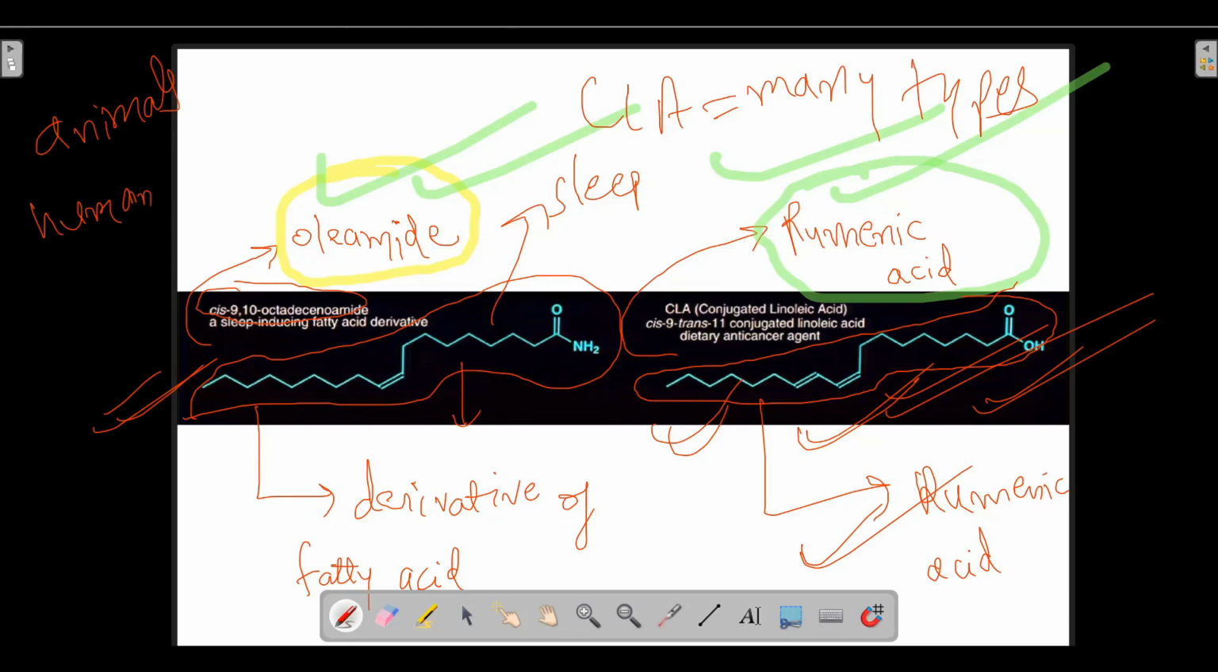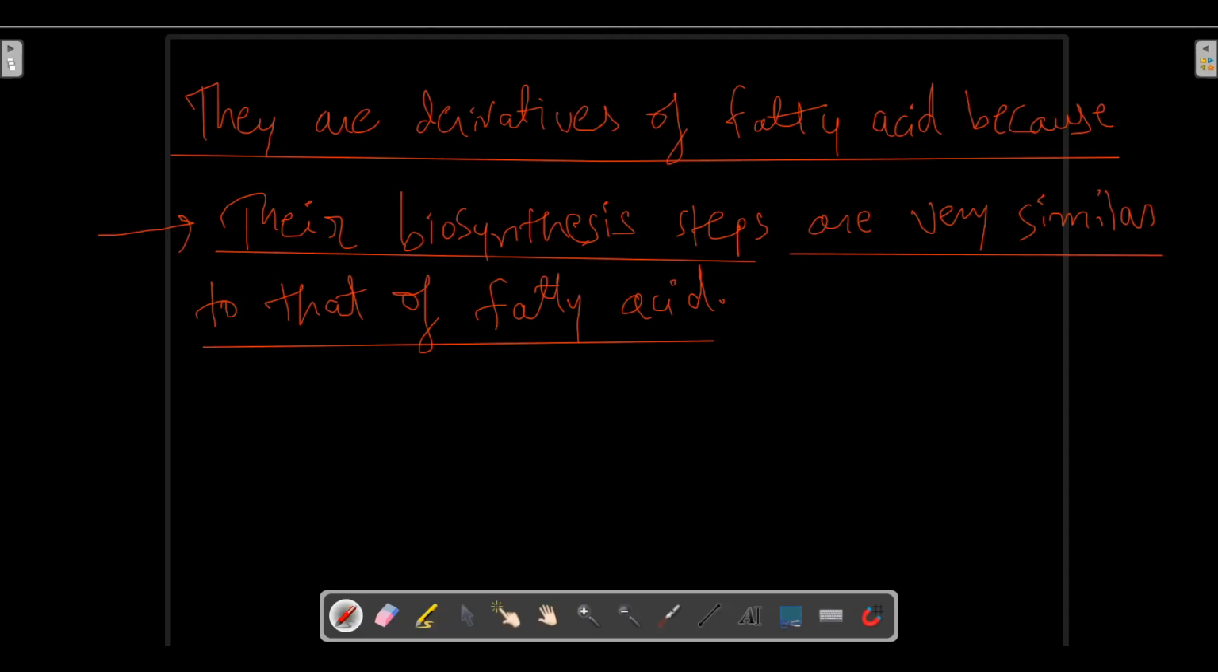Which kind of animals? Cats and rats. It induces sleep in cats and rats, and also in humans, just like cats and rats. So this is the compound which induces sleep, and this other one is the sex pheromone.